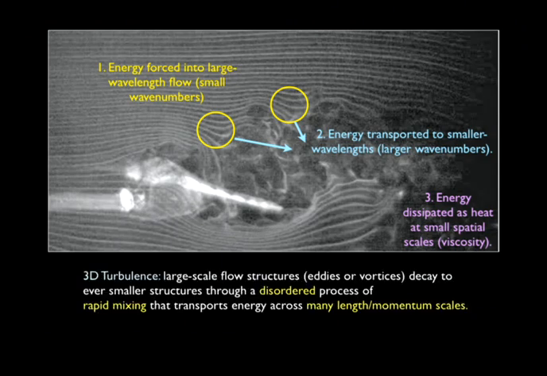So what we've got in typical three-dimensional turbulence is the formation of large-scale flow structures that we can call classical eddies or vortices, decaying to ever smaller structures through some kind of disordered process that involves rapid mixing and transport of energy across many length and momentum scales.